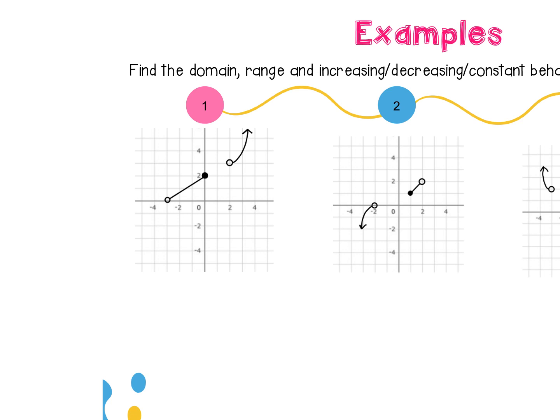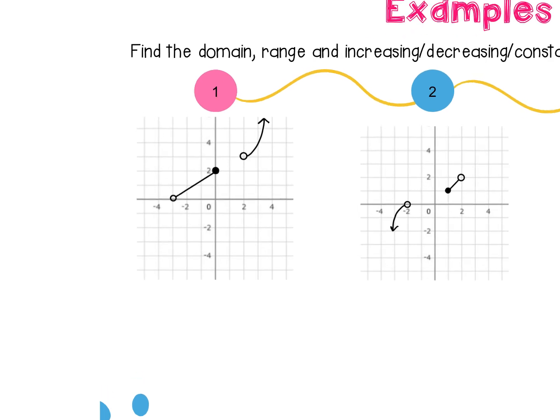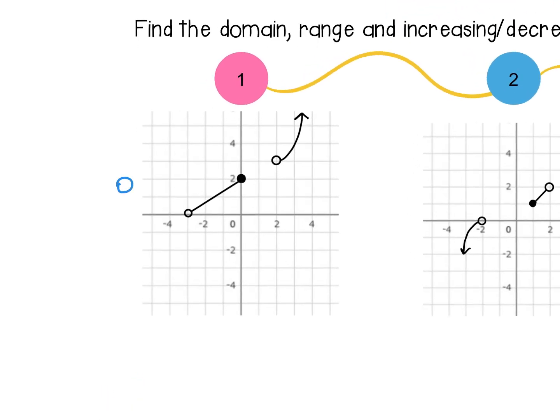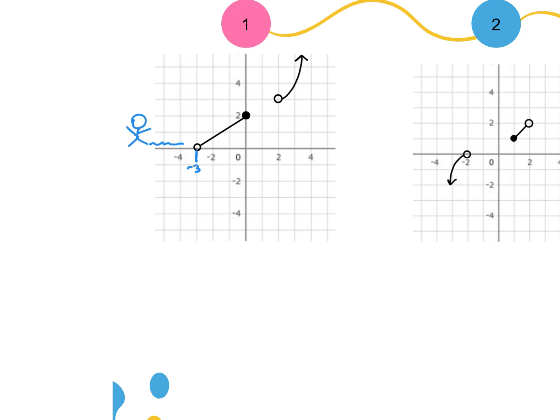All right, so remember, domain is your x values. So what we're going to do is pretend that we're standing here and we're going to walk along the x-axis. And we're going to look to see what's our first x value that we encounter. The first x value I encounter is right here at -3. And notice it's an open circle. So when I go to write my domain here, I'm going to start, and the first x value I came to was -3.